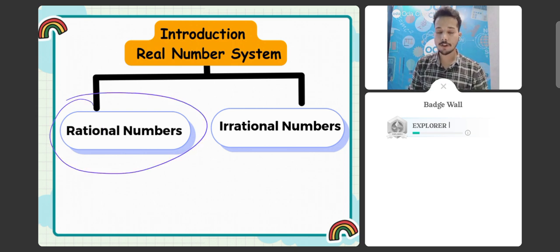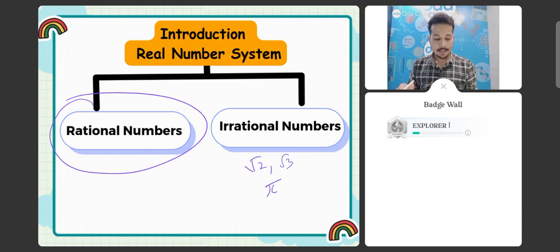Those real numbers which are in the ratio of integers are rational numbers. Those numbers which I cannot write in the ratio of two integers, like root 2, root 3, pi, these are irrational numbers. Arnav is asking, sir, pi can be written as 22 by 7.